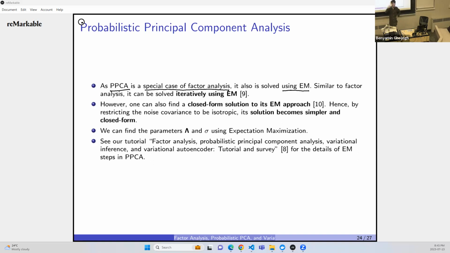In factor analysis, you need to find the solution iteratively in expectation maximization. You can do it here too. However, you can find a closed form solution for probabilistic PCA. Interesting. You don't need to do it iteratively. It's always a trade-off in machine learning.